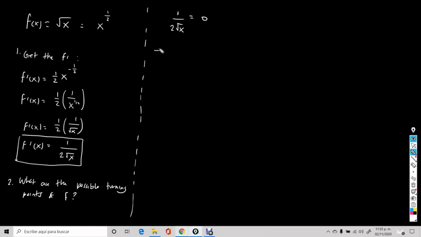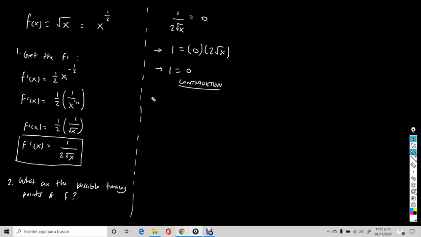When you try to solve it, guys, you're going to find the following. You can multiply both sides times this denominator, and you're going to get 1 equals 0 times this, and then 1 equals 0. So basically you reached a contradiction. What this is telling you is that there is no number x such that 1 over 2 times the square root of x is equal to 0. Never. That's not going to happen.